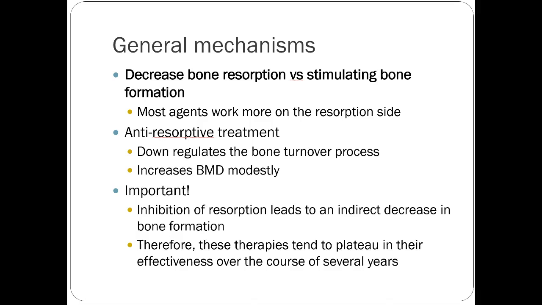All right, so general mechanisms for improving bone health and treating osteoporosis. We want to decrease bone resorption or look at stimulating bone formation. Most agents are going to work on decreasing bone resorption versus actually stimulating bone formation. So the important thing is that inhibition of resorption leads to an indirect decrease in bone formation. Therefore, the therapies will eventually reach an equilibrium point and plateau in their effectiveness. This usually takes a few years, but sometimes you'll see recommendations for therapy only to be continued for a certain amount of years, and that's because of this phenomenon that's seen with treating osteoporosis.